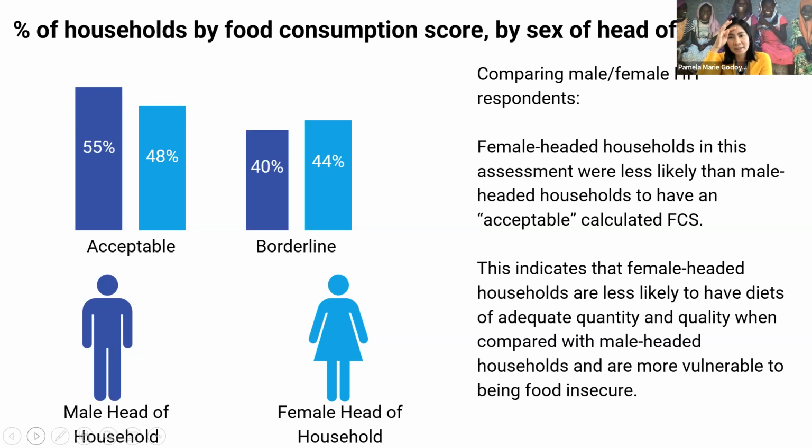So in this case, FCS data indicates that female-headed households are less likely to have diets of adequate quantity and quality when compared with male-headed households. And that can inform your targeting and vulnerability criteria later on.